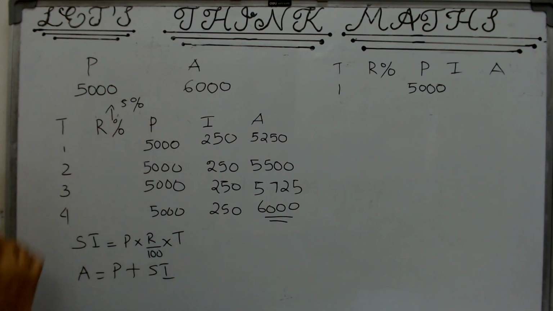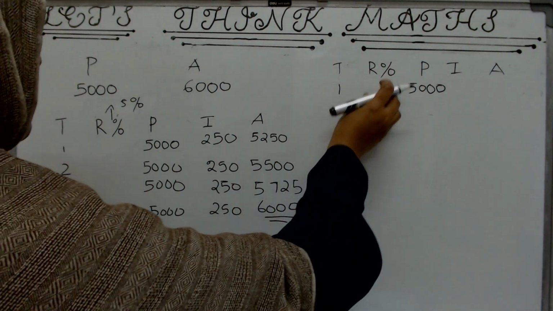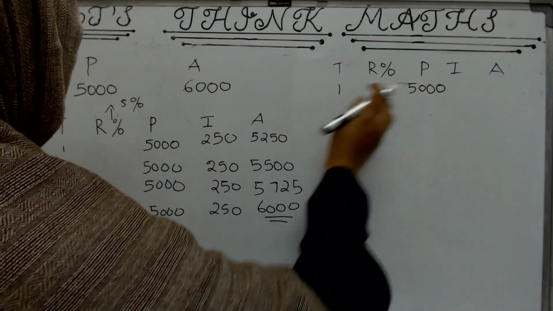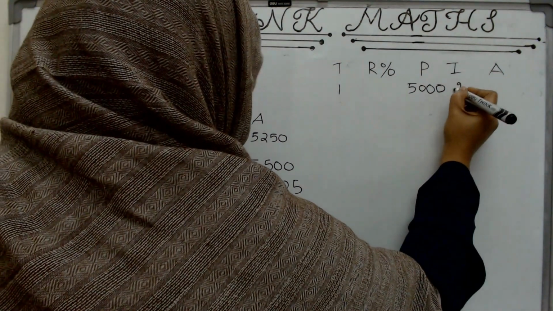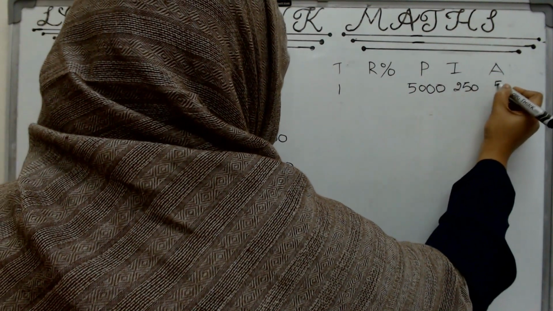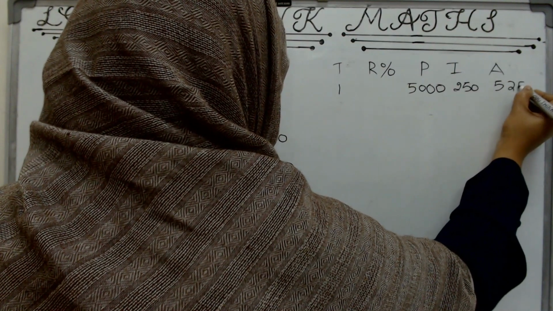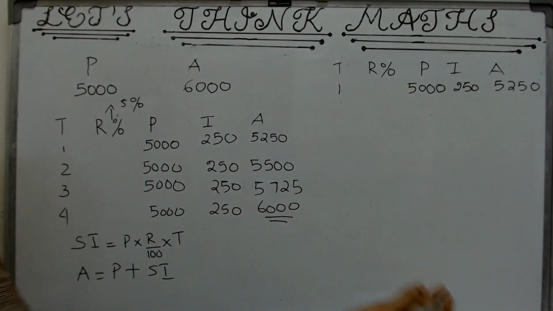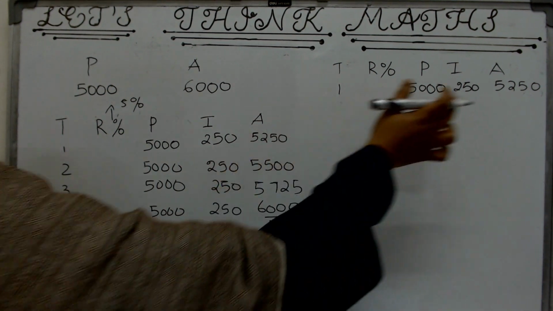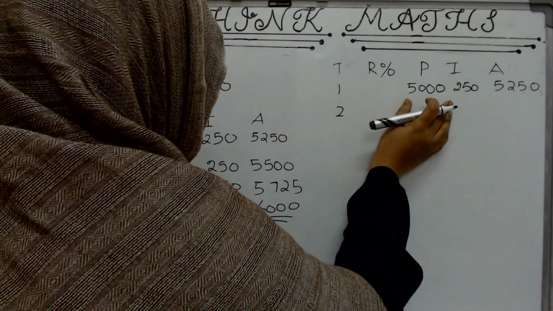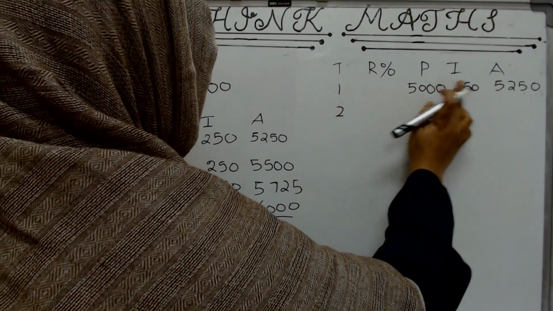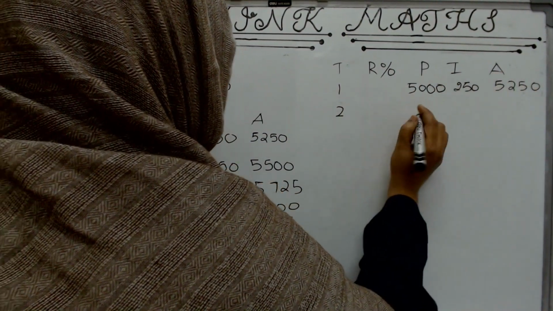So 5% was our rate. So 5% of 5,000 is what? 5 by 100 into 5,000, and that we found to be 250. So the amount at the end of the first year, I will get this much. If I withdraw money at the end of the first year, my simple interest and compound interest both are the same. But then what happens at the end of the second year? At the second year, the principal changes. This amount now becomes the principal.